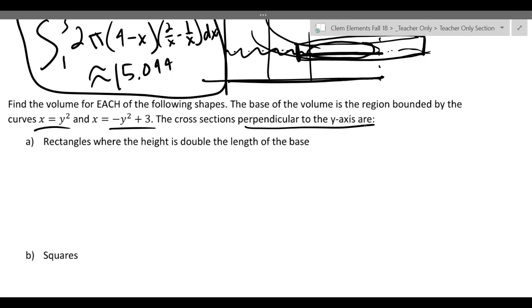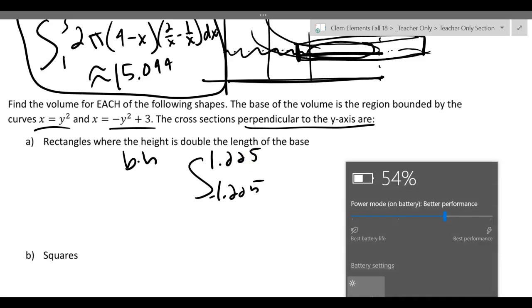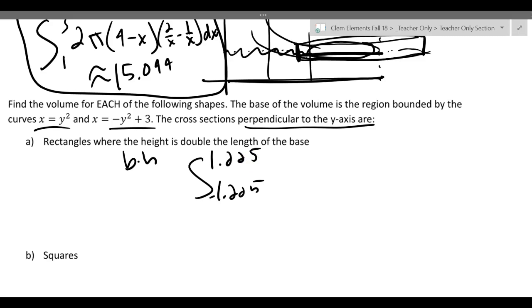Let's see, rectangles where the height is double the length of the base. So that's just base times height. I'm looking at my y values now. They're not that bad. So my y values go from negative 1.225 up to positive 1.225. The base is the right minus the left. That is the black one, so that is negative y squared plus 3 minus the y squared.